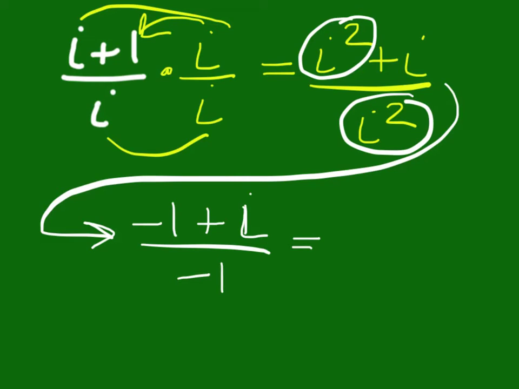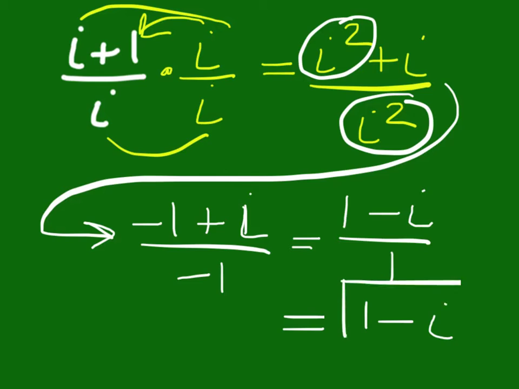Now, what else can I simplify? There's something in there that should not be. Yeah, you have a negative on the bottom, so change the sign of everything in there. Make it 1 minus i over 1. What is still in this expression that's not supposed to be there? Yeah, it's over 1. You never leave anything over 1, so it's 1 minus i for the final answer.